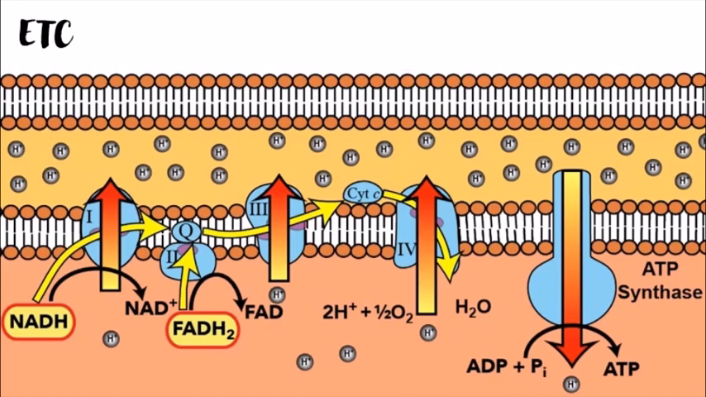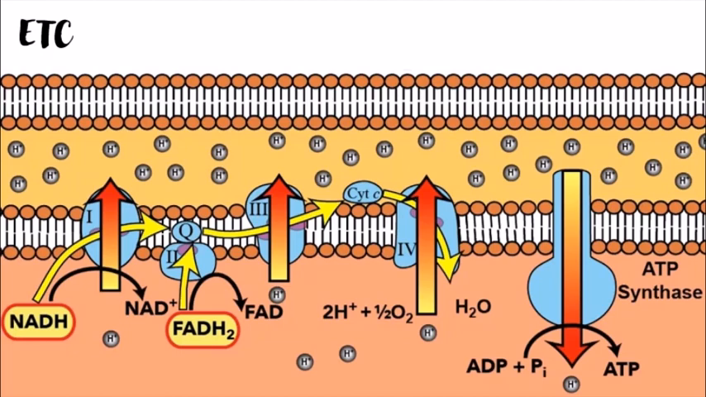So remember this: from 1 NADH2 you get 3 molecules of ATP, and from 1 FADH2 we get 2 molecules of ATP. So if 2 molecules of FADH2 are formed, it will give 4 molecules of ATP, and if 3 molecules of NADH2 are formed, we will get 9 molecules of ATP, and from 3 FADH2 we will get 6 molecules of ATP. So this is how ATP is produced through cellular respiration.